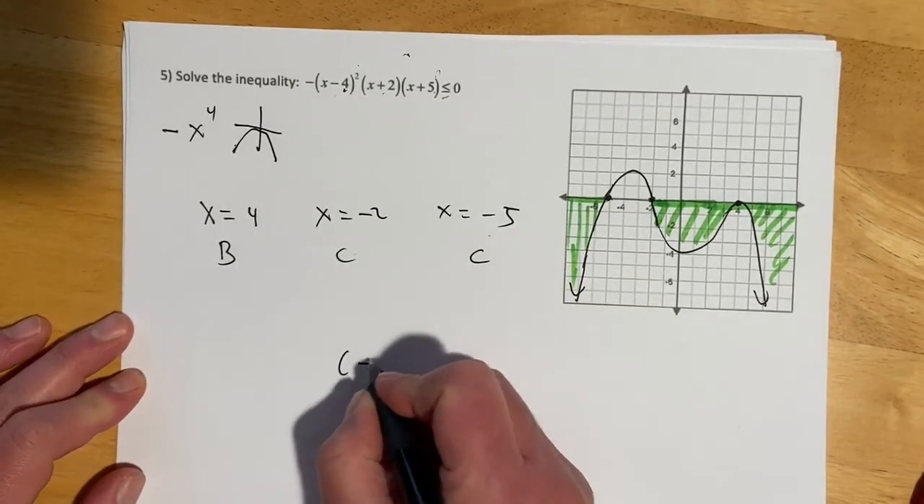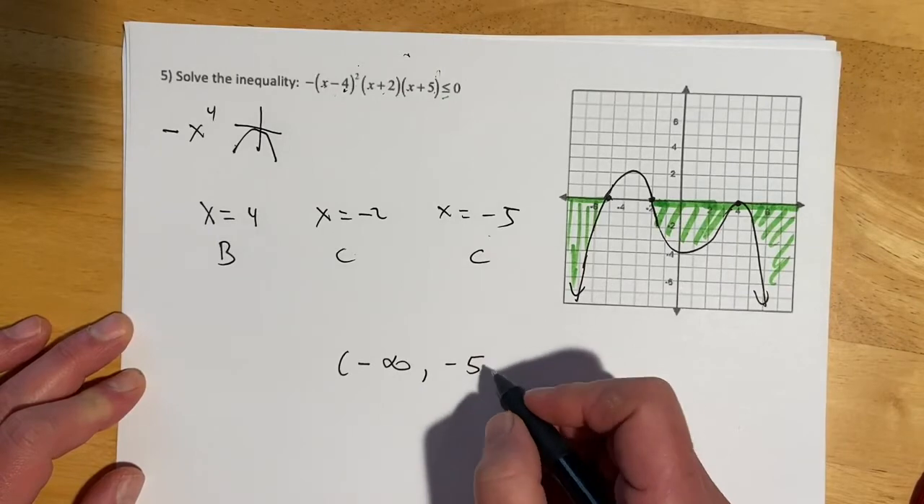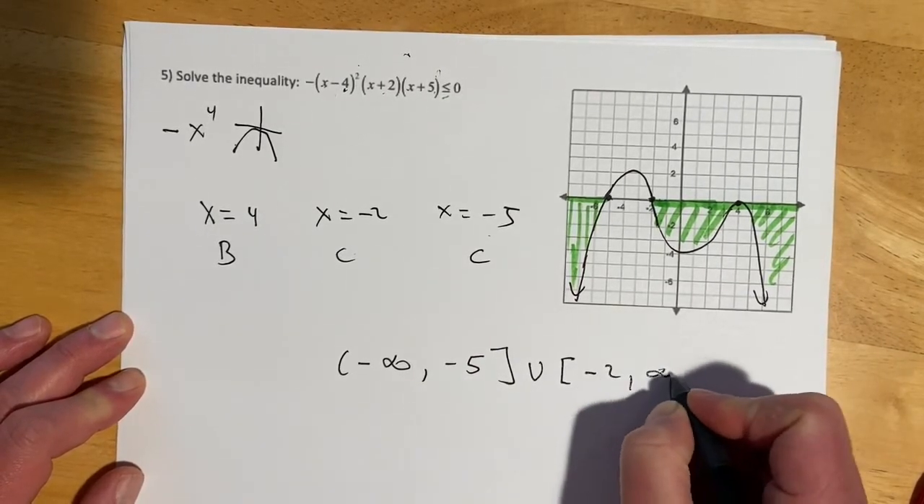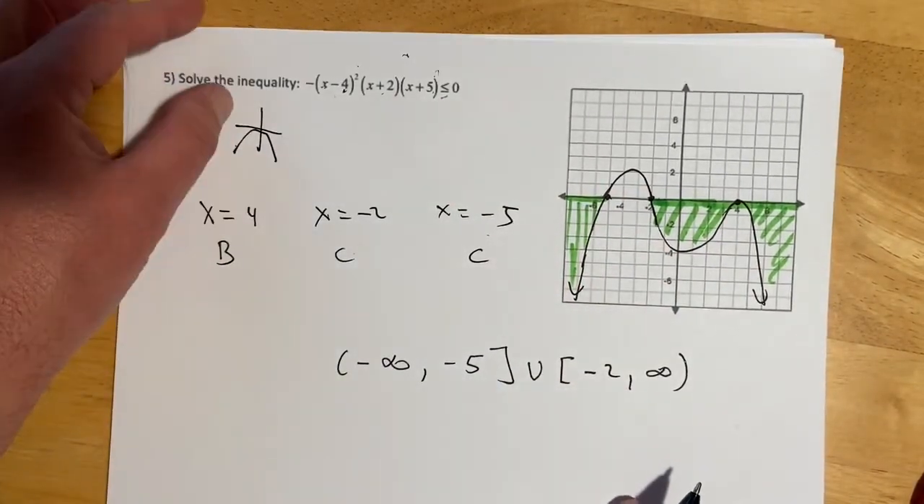So that would be from negative infinity up to negative 5. And then bracket union negative 2 to infinity. And again, nothing special about that point now because of the equals.